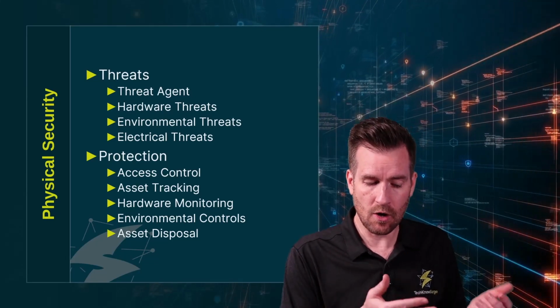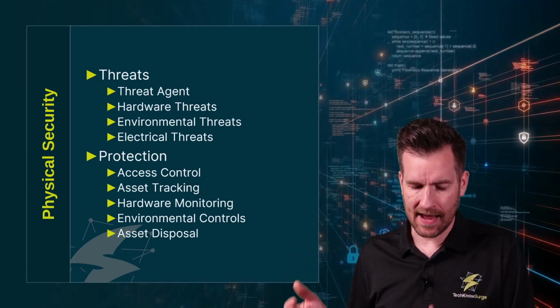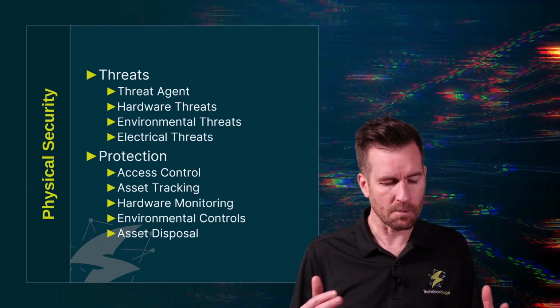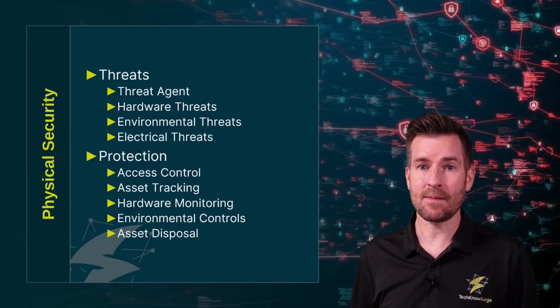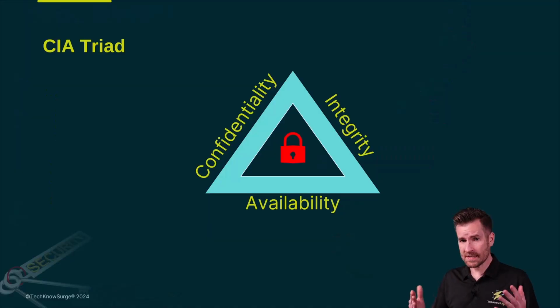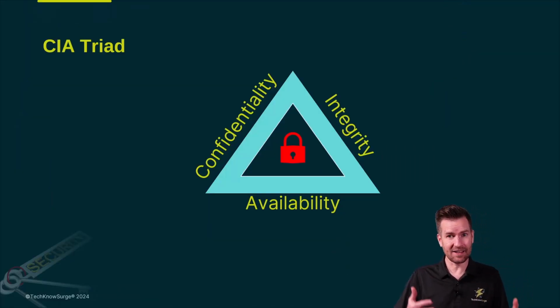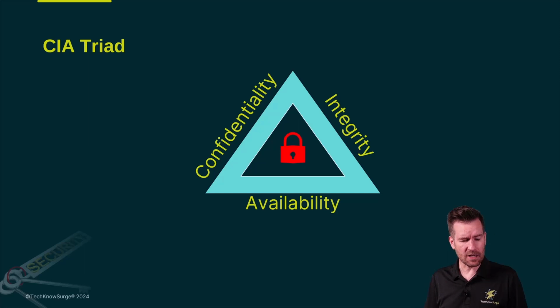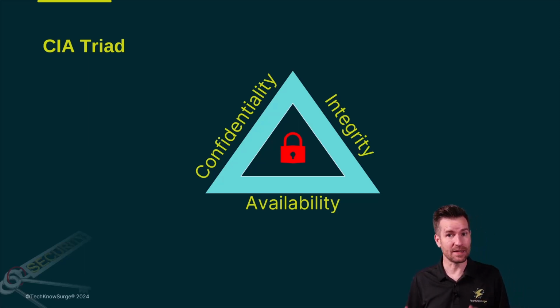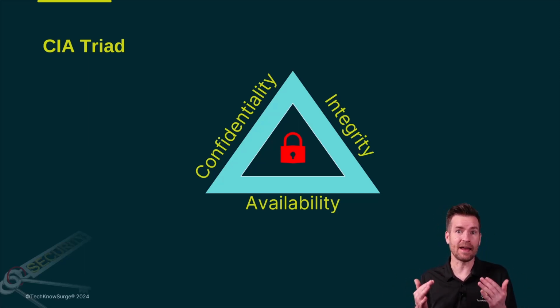A brief mention around access control. We'll talk about asset tracking. We'll get into hardware monitoring, environmental controls, and then we'll wrap things up talking about asset disposal. And what we're concerned about is confidentiality, integrity, and availability. Although a lot of the aspects that we are going to talk about within this video really has to do with availability and making sure our systems remain up and running.